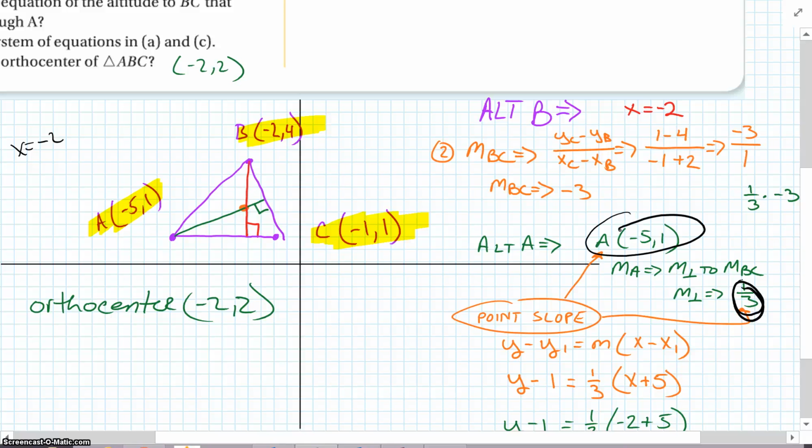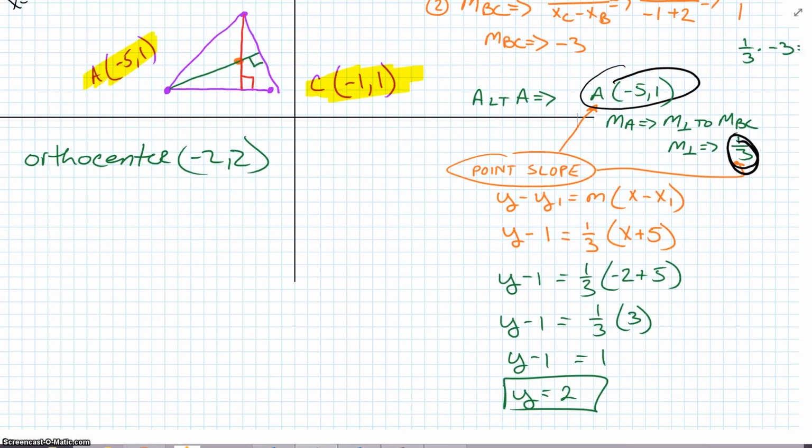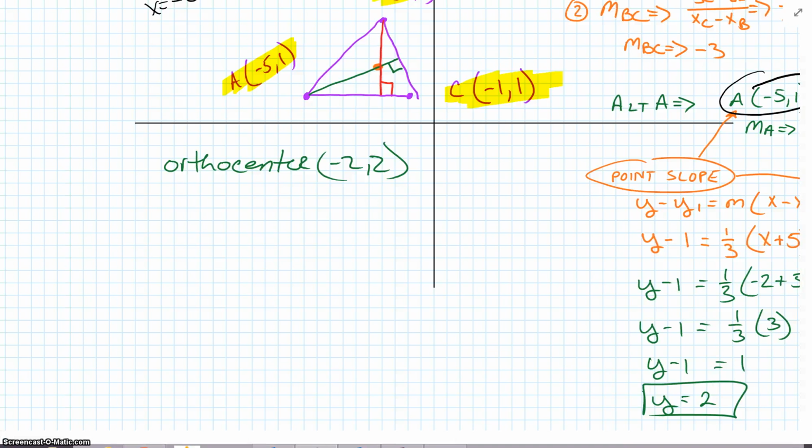The point is there, so we're going to use point-slope form: y minus y1 equals m times x minus x1. Our y1 is 1, our slope is 1/3, and x minus x1 is x plus 5. We do the math and get y equals 2 once we plug in our x value of -2. So we found the orthocenter at -2, 2.